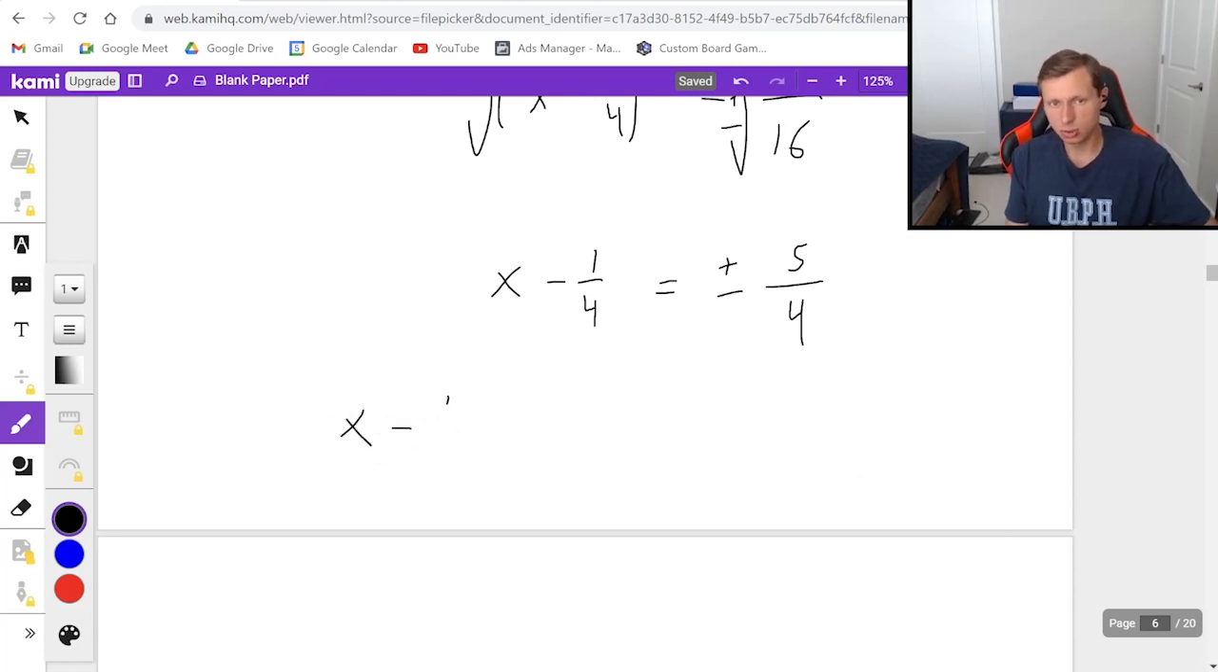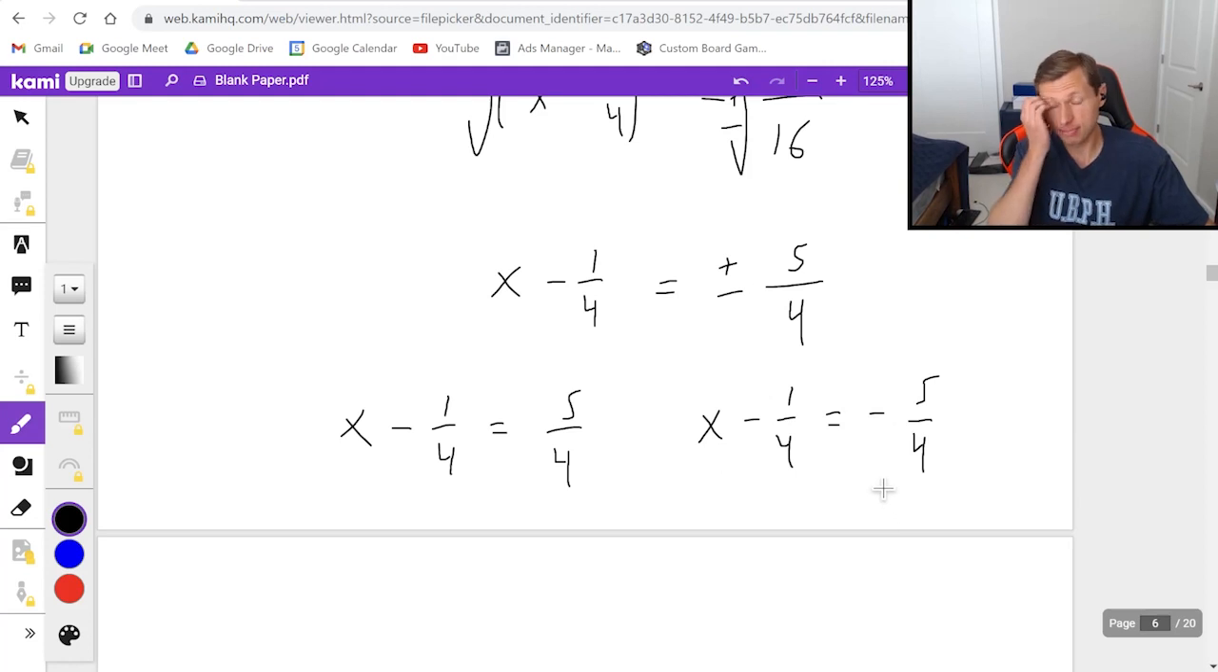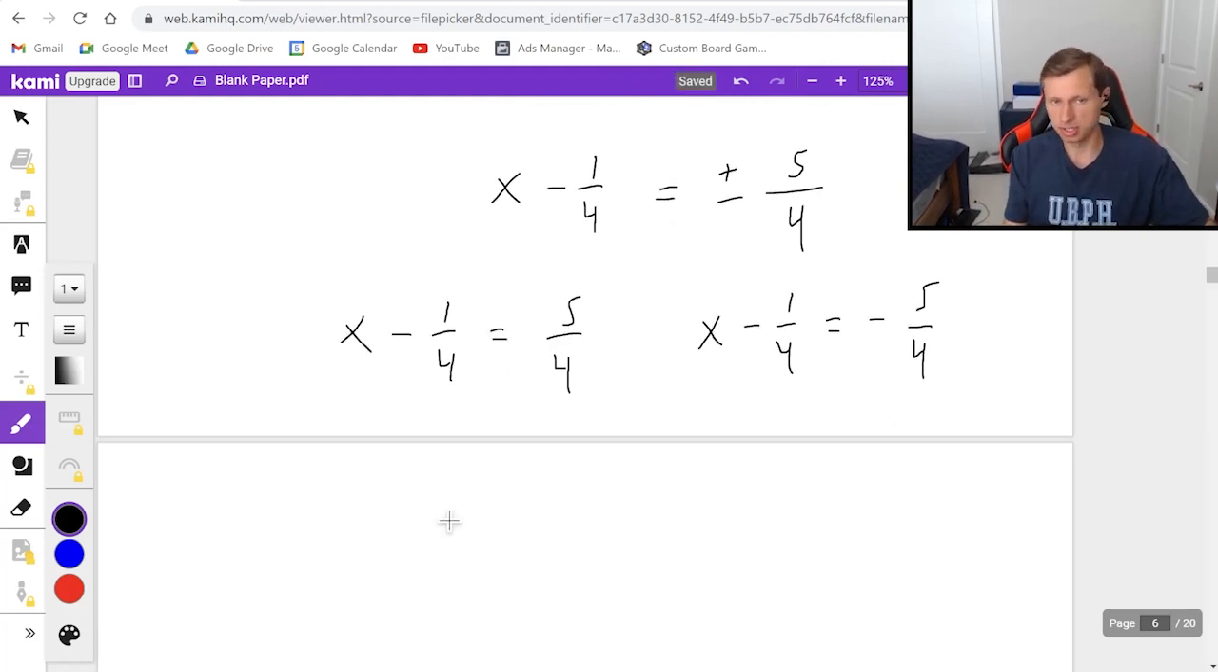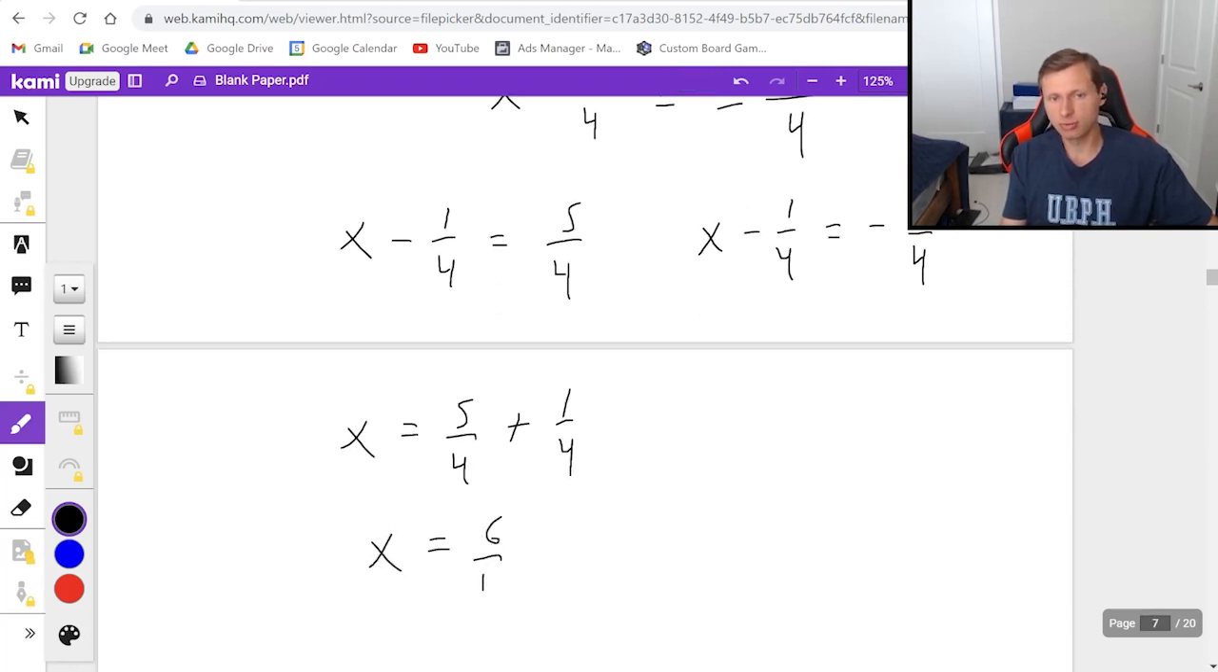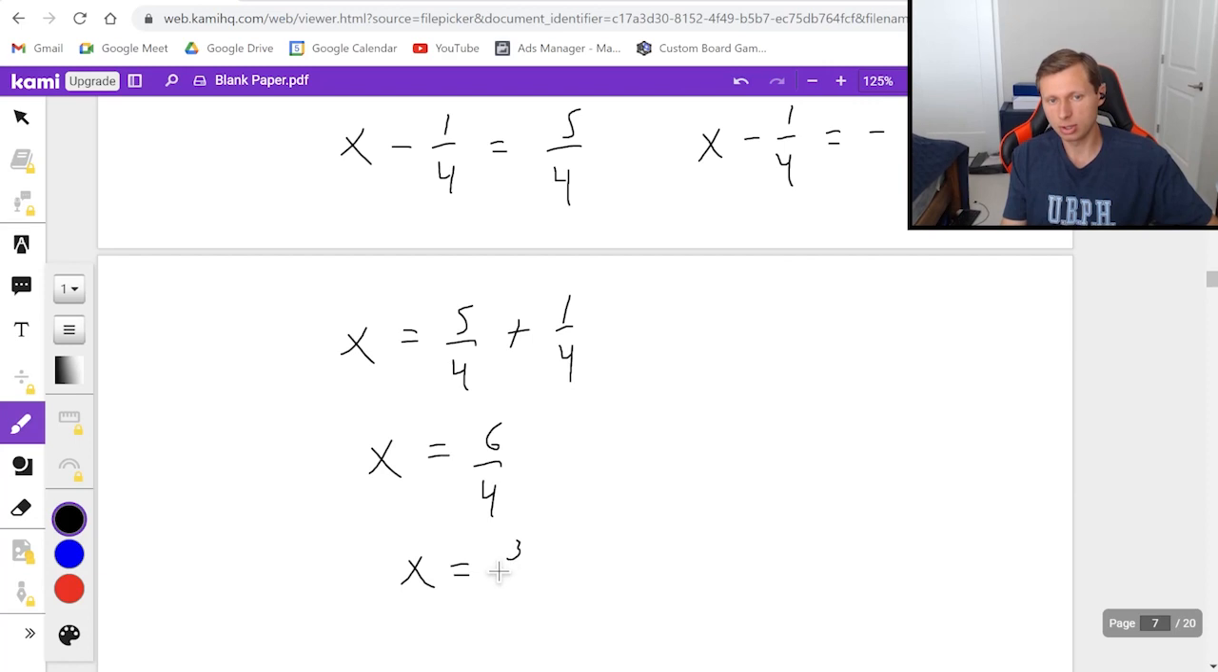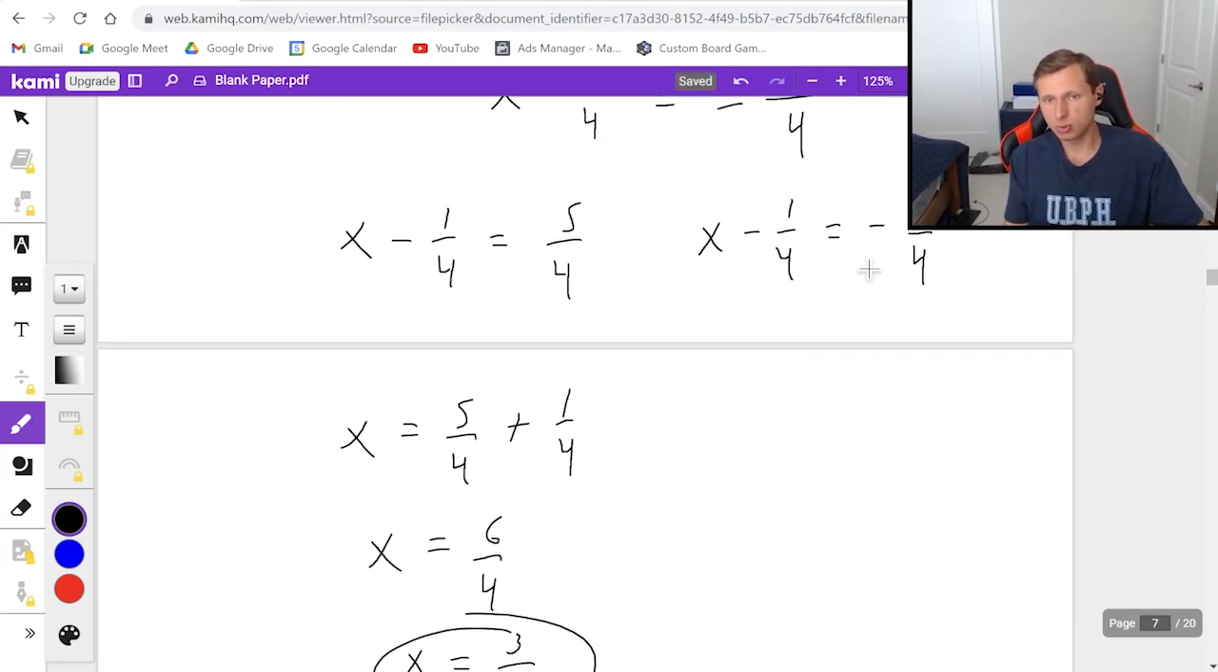Now, last step. Take the plus and minus separately. So set x minus 1/4 equal to 5/4, and x minus 1/4 equals negative 5/4. And then you just have to add 1/4 to both sides. So x is going to be 5/4 plus 1/4. That's going to be 6/4, which reduces to 3 over 2. That's one answer. And then the other answer is x minus 1/4.